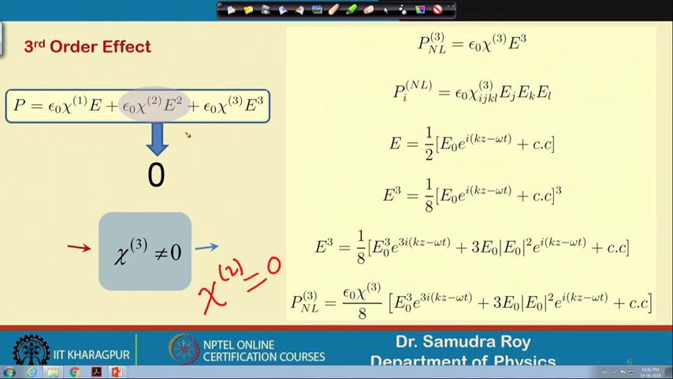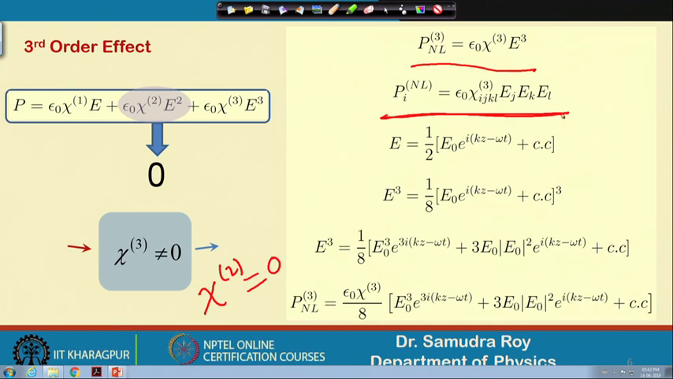So, this is a scalar form of P. P nonlinear here is related to chi 3, and it is now proportional to E cube. So, P nonlinear is now proportional to E cube. If I write it in component form, the ith component of the nonlinear polarization is kappa ijkl E j E k E l. This is the component form, the standard component form we use in many cases.